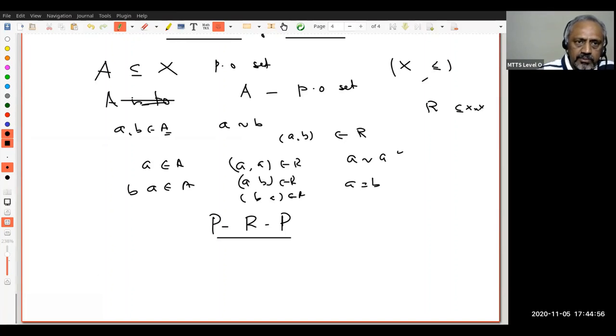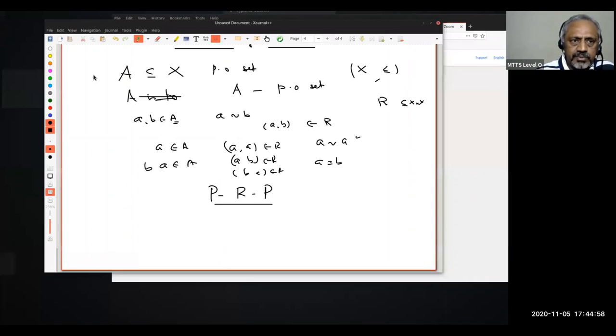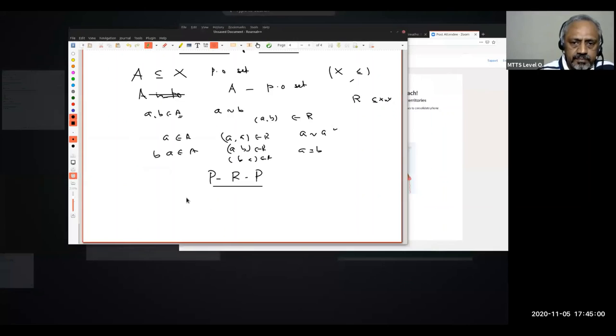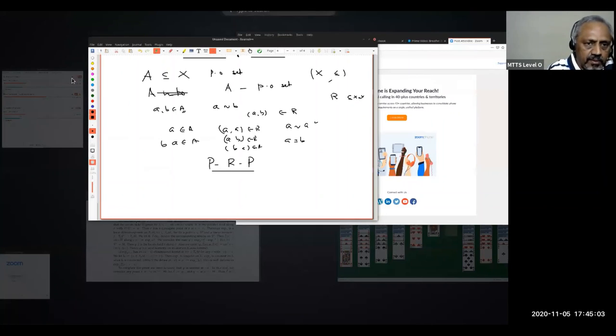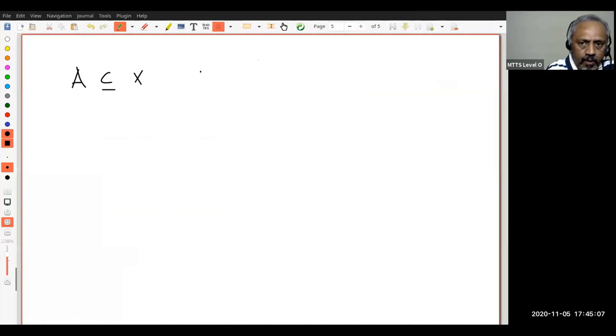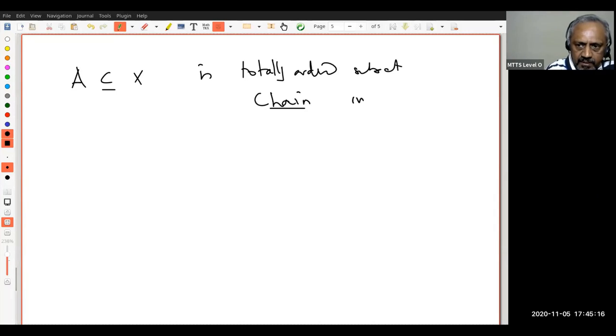Now the important notion comes. I say A in X is a totally ordered subset, or nowadays people call it a chain in X. It's a totally ordered subset of X, or a chain in X, if this induced partial order is a totally ordered set.